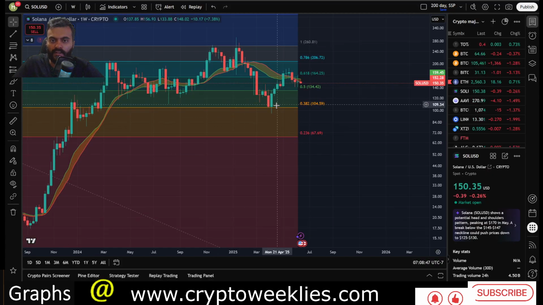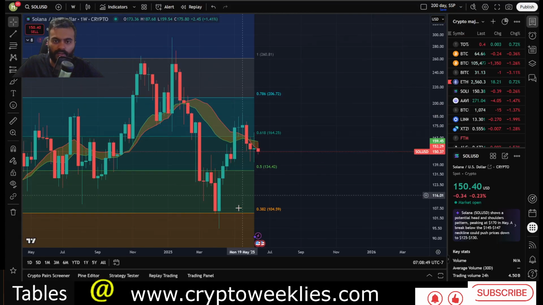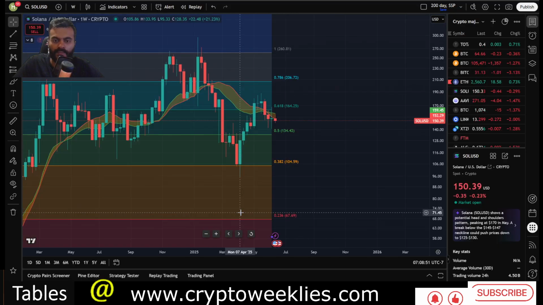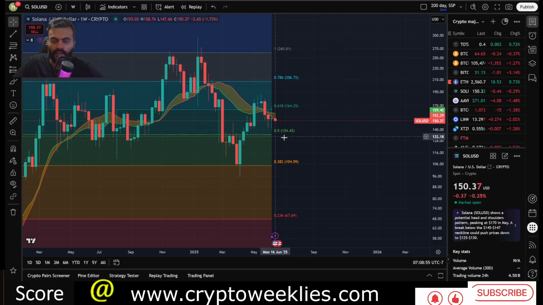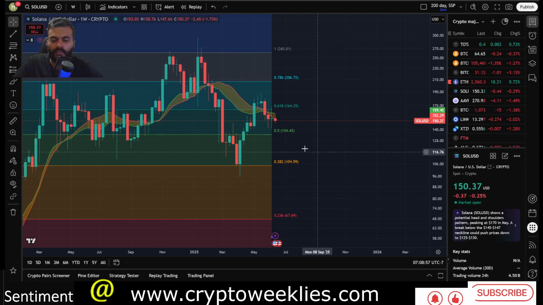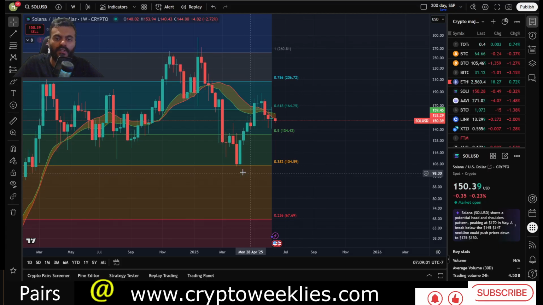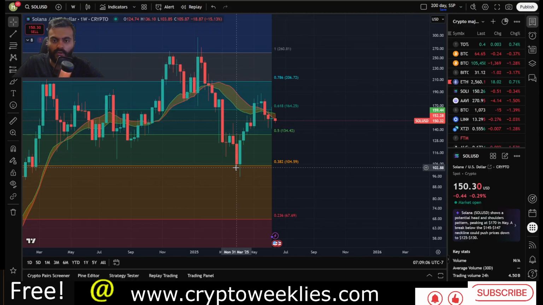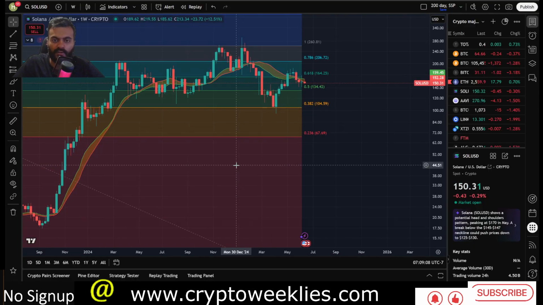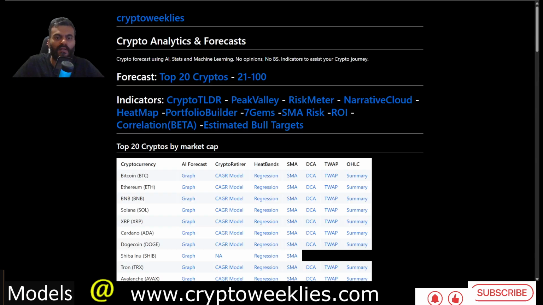Last time around in the April crash, the support was at around 0.382. If there is a higher low than the 0.382, the higher low to look for is at around $134. Then the secondary support is at around $104. That's where the prices held support in March of 2025 and early April of 2025.